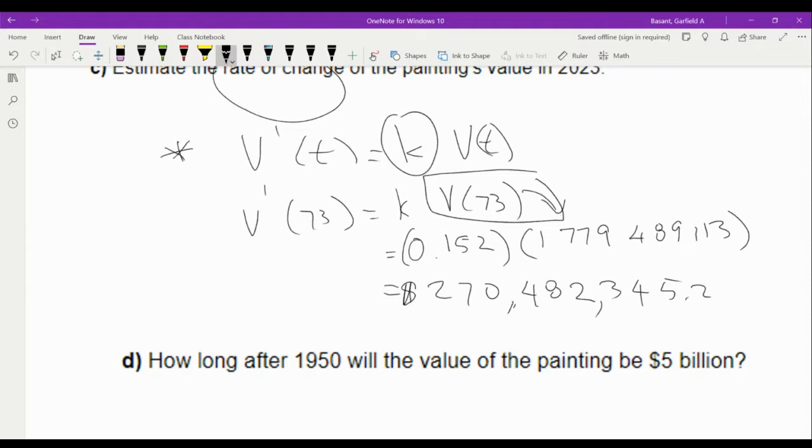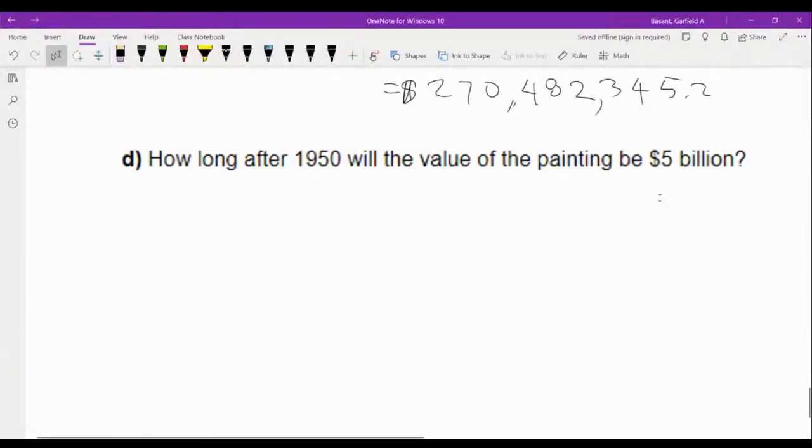All right, let's do part D. I think part D is our final part for this question. How long after 1950 will the value of the painting be 5 billion? So we know our V of t is equal to 27,000 e to the 0.152 times t. So what are we trying to find in this problem, at least in this section? t. We're trying to find t, how long, the time.